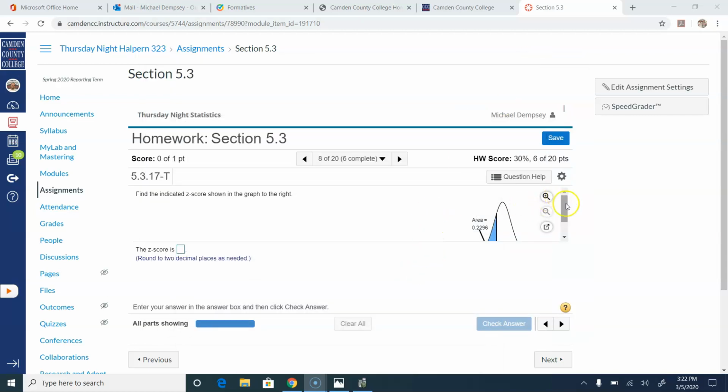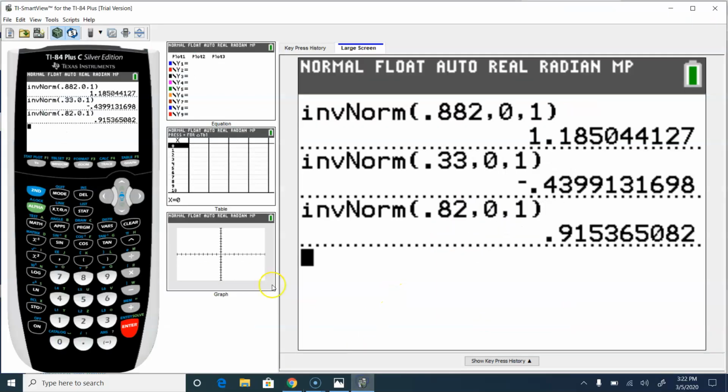Okay, so now we want to do the same thing, except now we have a graphical representation of it, which I think makes it even easier. But I'm trying to find the z-score that lives here so that the area to the left is 0.2296. So again, as long as we keep dealing with z-scores, the mean and standard deviation stay to be 0 and 1.